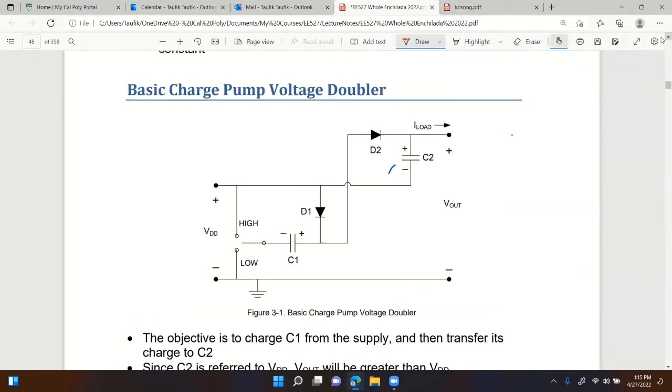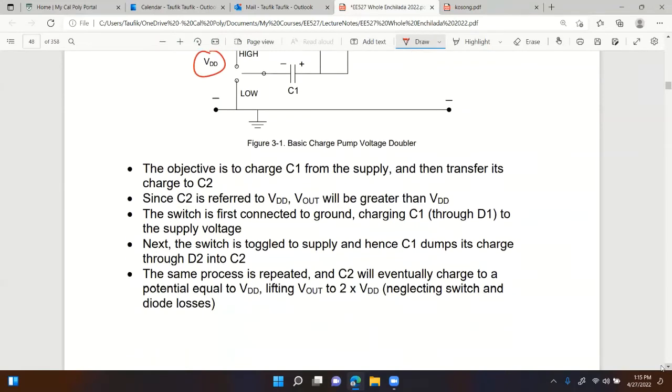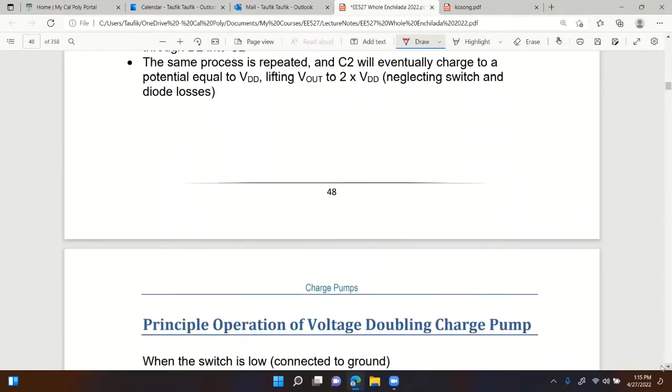Imagine that eventually, at steady state, I have VDD here, which is the same as this. Again, by going through the KVL, you can see clearly that Vout will be twice the input: VDD plus VDD. Okay, let's go through the steady state analysis of this circuit.